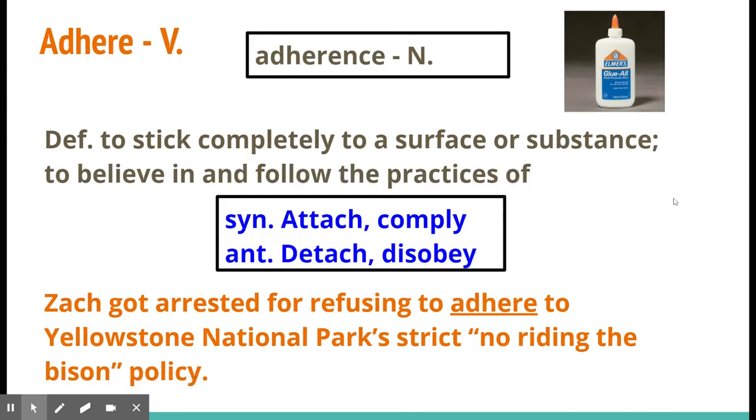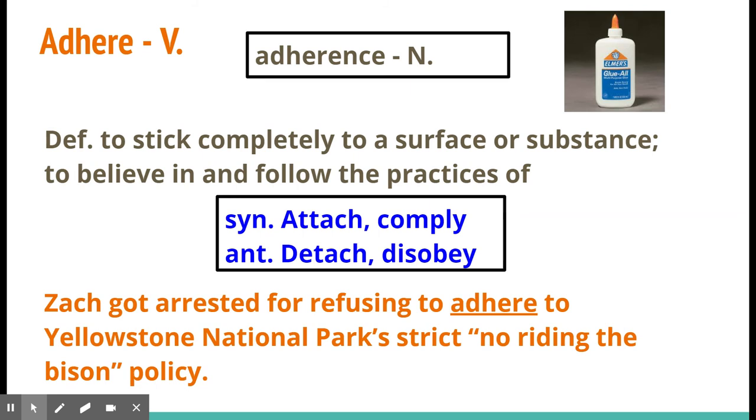Adhere. Adhere is a verb, an action word that means to stick completely to a surface or substance. So think about like glue, right? You might adhere glue in order to stick two pieces of paper together. Or it can mean to believe in or follow the practices of. So if you adhere to a strict vegetarian diet, that means that you are following the practices of not eating meat. Synonyms: attach, comply. Antonyms: detach, disobey.